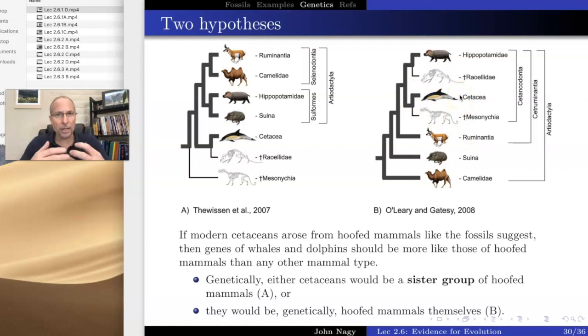When we say that, we don't mean that the whales and dolphins have hooves. We know they don't. But the point is, genetically, if you were just looking at them by genes and not looking at their body form, you would say, yeah, they're more closely related to hippos, or hippos are more closely related to the whales and dolphins than hippos are to any other hoofed mammal, which means the whales and dolphins would really be hoofed mammals. That's another possibility. So how do we compare genes? What do you do to compare genes?